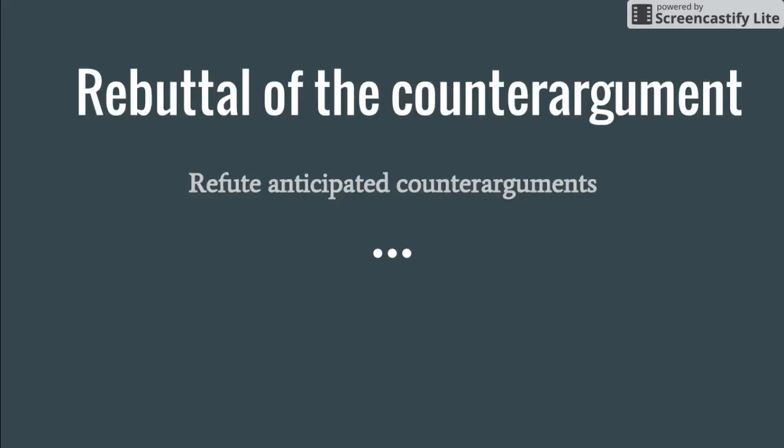Okay, this is the last step, and this may be the most important thing. And this is what I consider the defense of your paper or your argument. This is the rebuttal of the counterargument. You've got to consider your argument from the opposition standpoint. You've got to anticipate what they're going to do to try to score on you. You've got to take those things down. So you've got to refute those anticipated counterarguments.